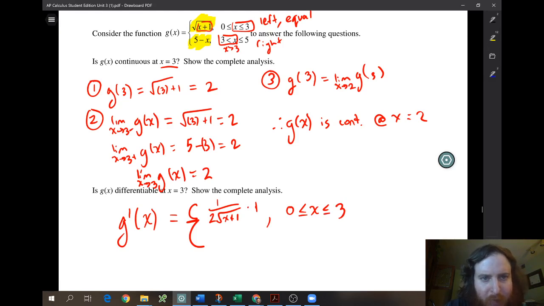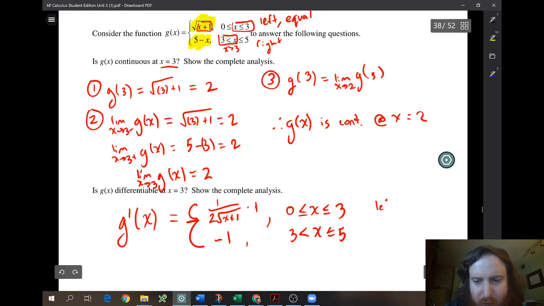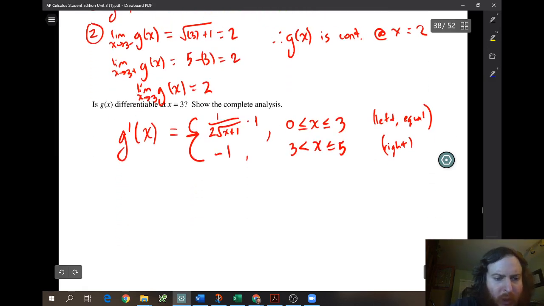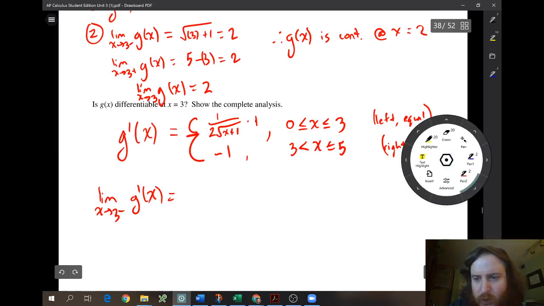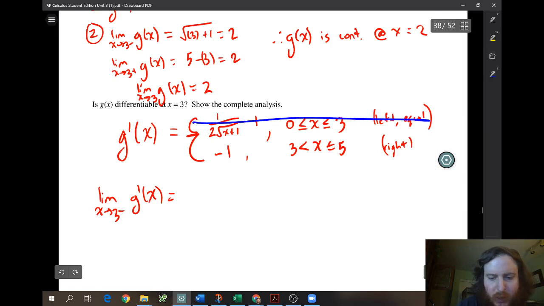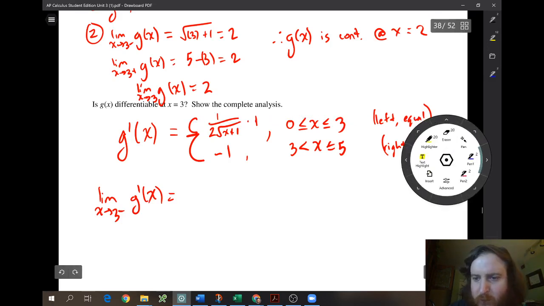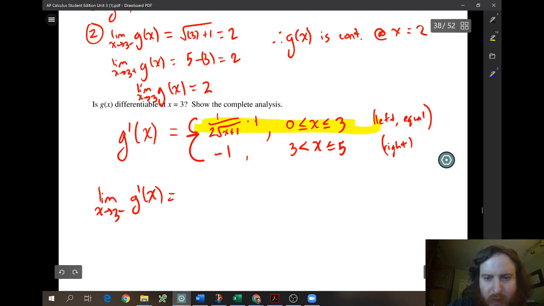The derivative of 5 minus x, the 5 part goes away. The derivative of negative x is negative 1. And that's for 3 is less than x, which is less than or equal to 5. So again, this was our left side and our equal side, and this is our right side. You don't need to write that part in, but if you want to, it helps me to write it. So now, when we do the limit as x approaches 3 from the left side of g prime of x, we're literally just plugging 3 into the left side.